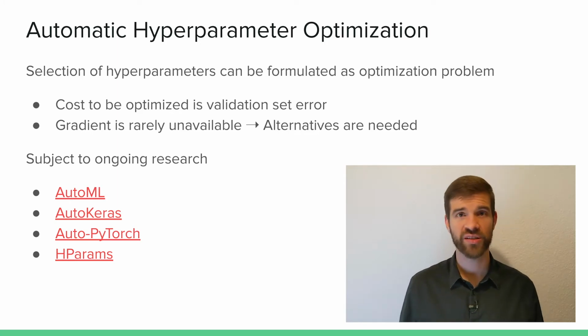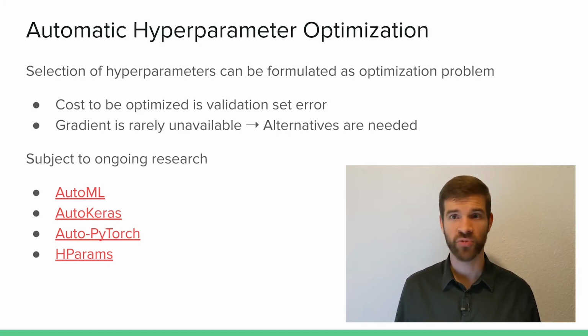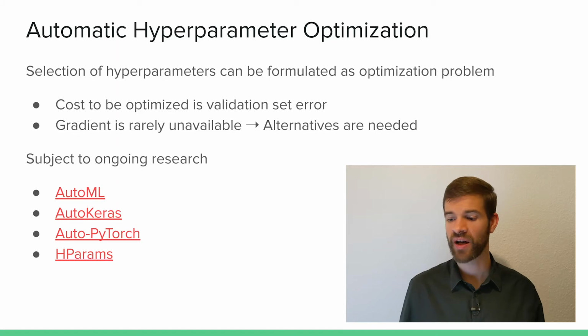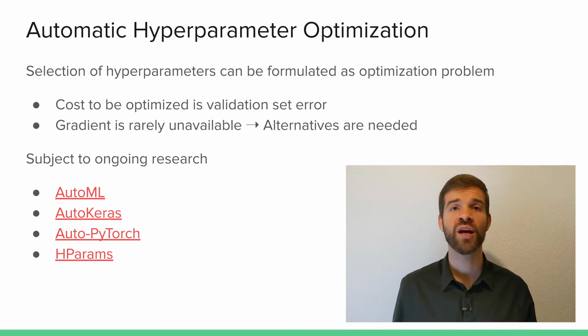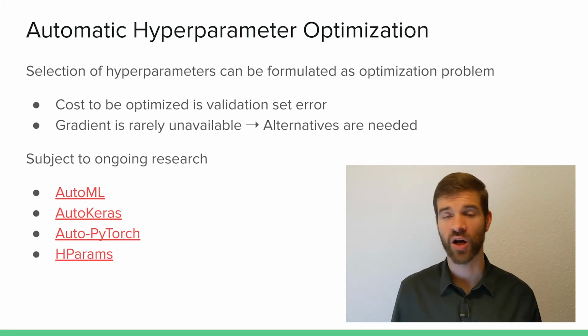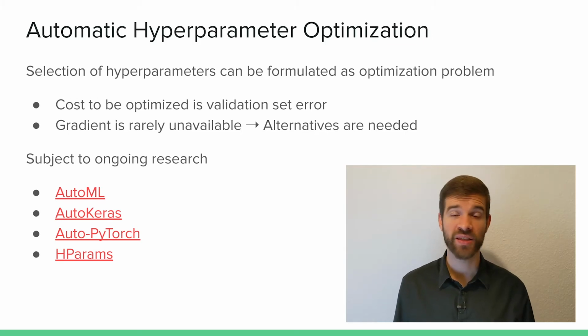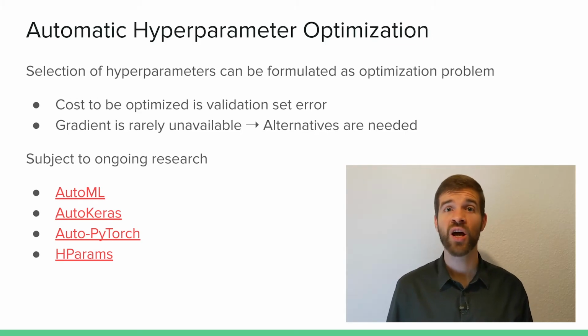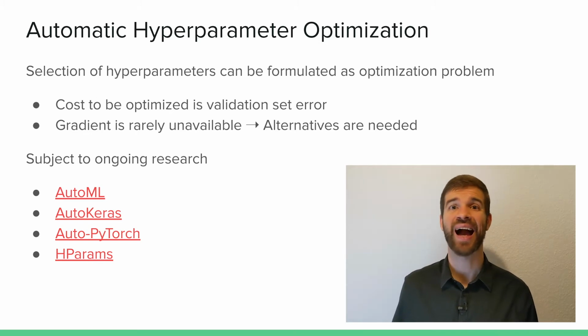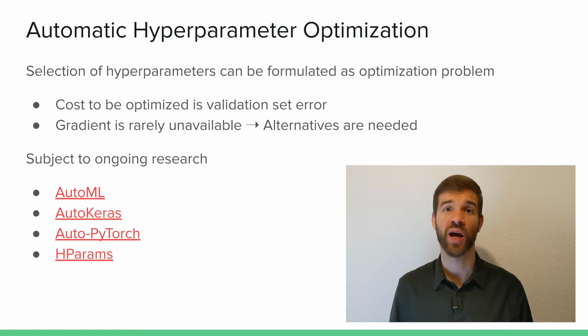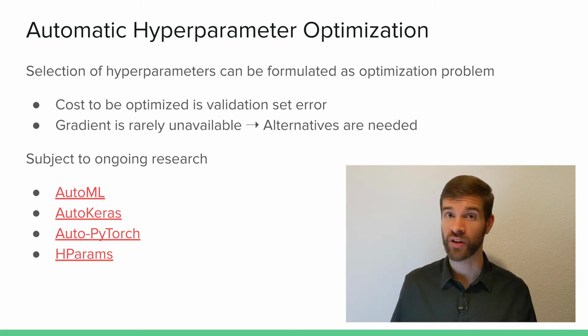There are some interesting projects that I recommend you to take a look at. AutoML, AutoKeras, AutoPyTorch. All of these are tools that help you to do this automatic hyperparameter optimization. But the problem is that they're super expensive to run, even if you're running on a small playground example like MNIST classification. It can take hours to find a good set of hyperparameters with these tools, or even longer.